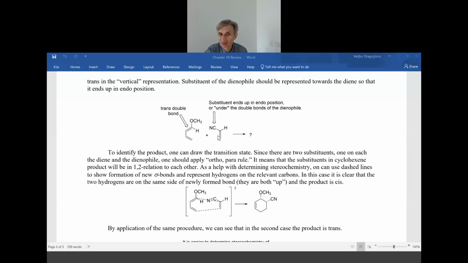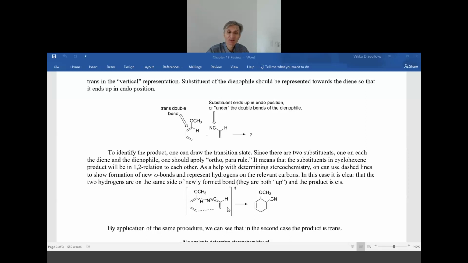Recall the ortho-para rule, substituents are always 1,2 or ortho to each other. So this is the correct orientation. You can do both and see what each orientation gives you, and then, of course, ortho or para are correct. So in this case, it's going to be ortho products. They're going to be next to each other. By the way, ortho, of course, only applies to aromatic compounds, and this is not aromatic, but we still call it the ortho-para rule. Strictly, it's a 1,2 relative relationship.